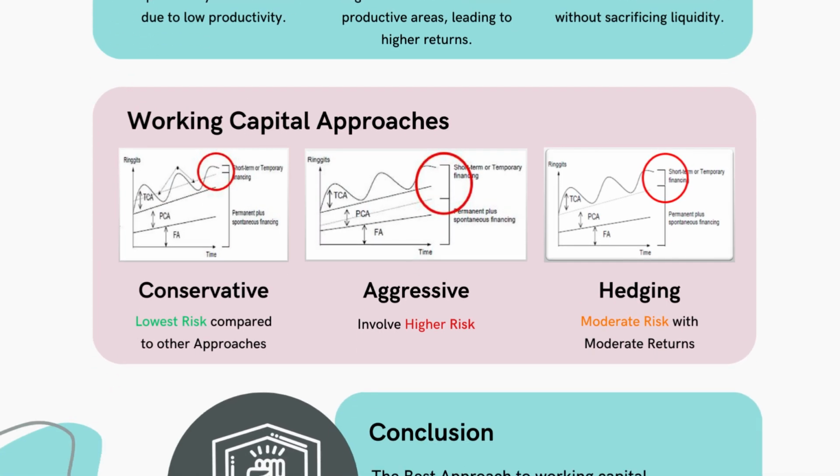Lastly, there are three working capital approaches. The first one being conservative, which has the lowest risk compared to other approaches. The second one is aggressive, which involves higher risk because it uses some of the permanent current asset. And lastly, hedging approach, which includes moderate risk with moderate returns.